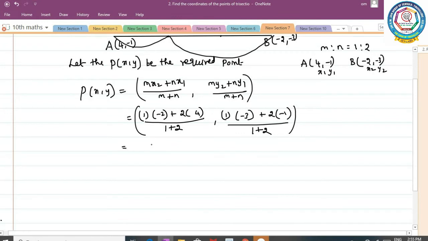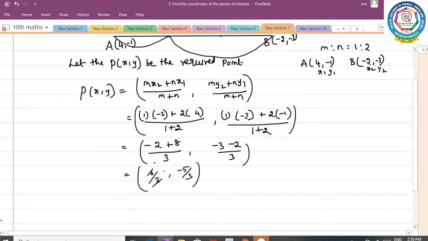So next one. 1 twos are 2, plus into minus, minus 2. Here 2 fours are 8, by 3, comma, 1 threes are 3, plus into minus, minus 2 by 3. So next step, minus 2 plus 8 is 6, 6 by 3, comma, minus 3 minus 2, minus 5 by 3. You can use the 3 table 2 times. Therefore, the required point P of (x, y) is (2, -5/3).